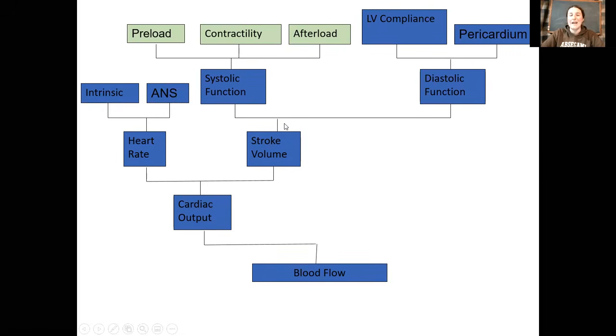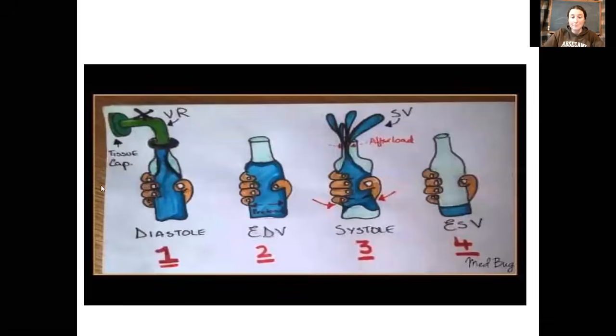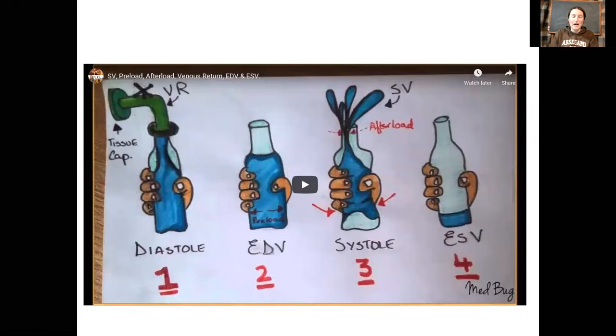Okay, so systolic function. The systolic function is affected by three main factors, three well-accepted factors here: the preload, contractility, and afterload. So that's what we're going to go into now. This little video, there's a link in your notes. I'm not going to play the video. I'm just going to point out the different things on this silly little sketch here, but you are more than welcome to, and in fact encouraged to, play the video. Okay.